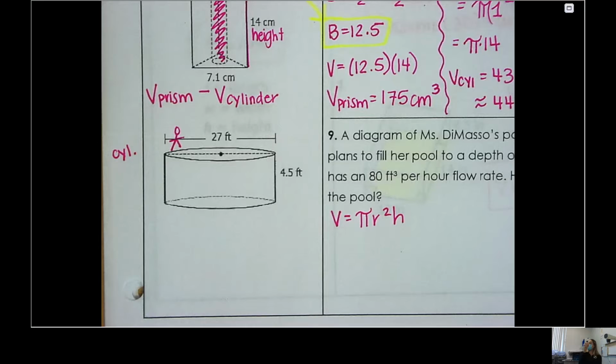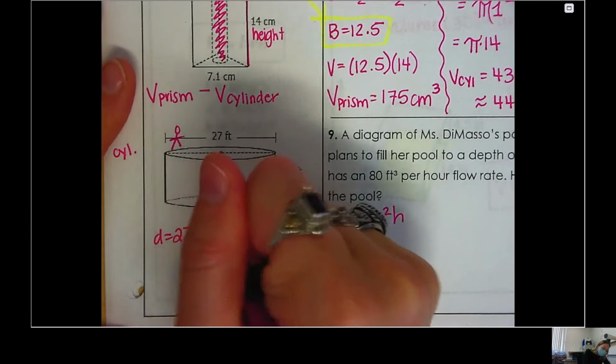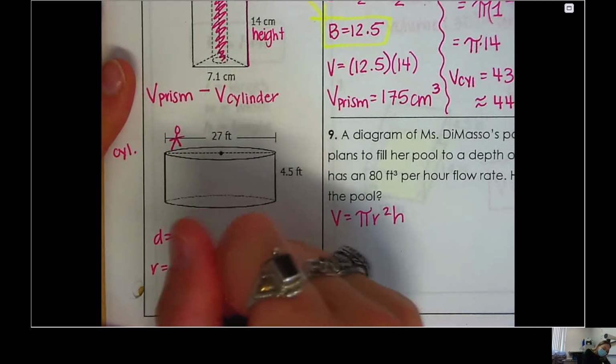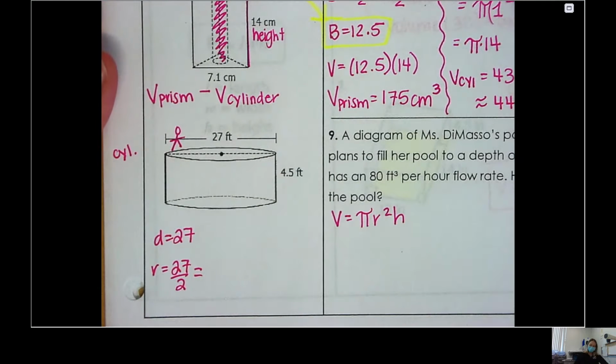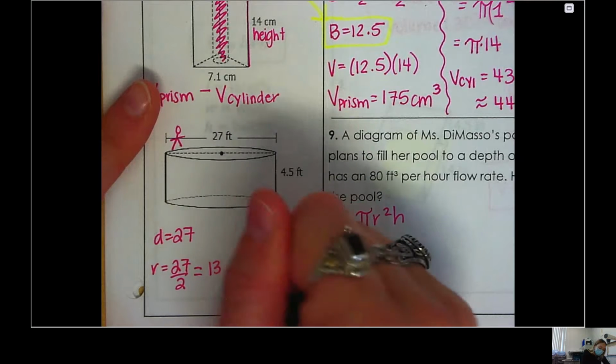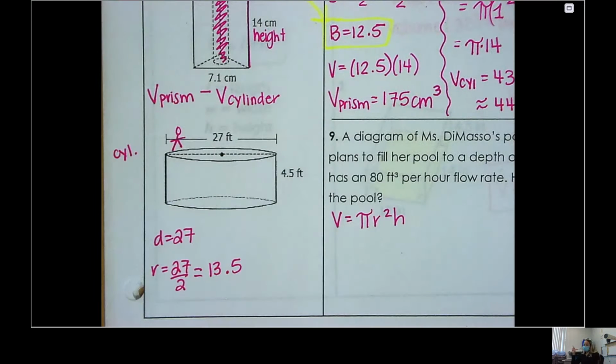Now, I need to fill in the information that I know. Am I given the radius? No, I'm not. What am I given? I'm given the base, the full base, which is diameter, right? So the diameter is 27. How do I figure out what the radius is? Divided by 2. Good. So the diameter is 27. My radius will be 27 divided by 2, which is 13.5. Okay, great. Now I've got my radius.